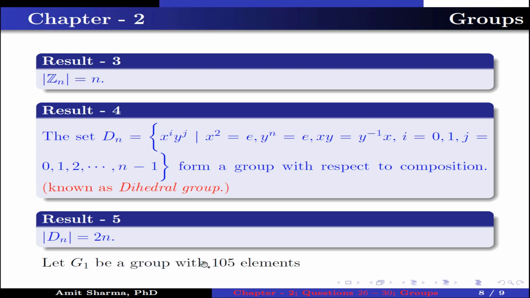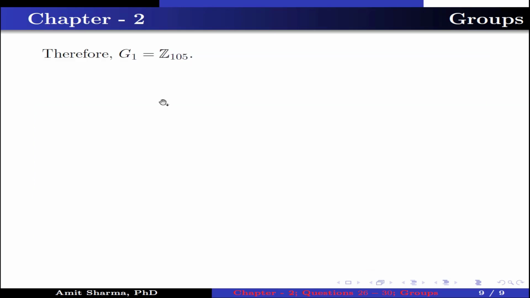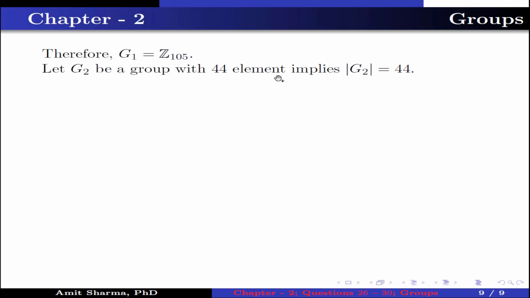Let G1 be a group with 105 elements. This implies the order of G1 is 105. Therefore, G1 can be Z105. Let G2 be a group with 44 elements. This implies the order of G2 is 44. Therefore, G2 can be Z44 or D22.